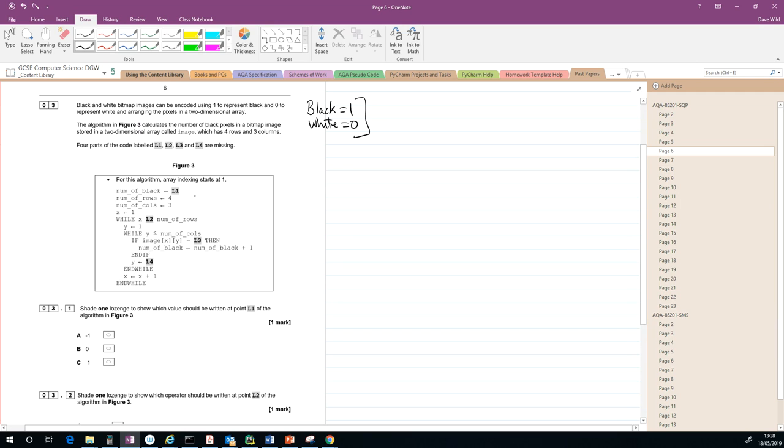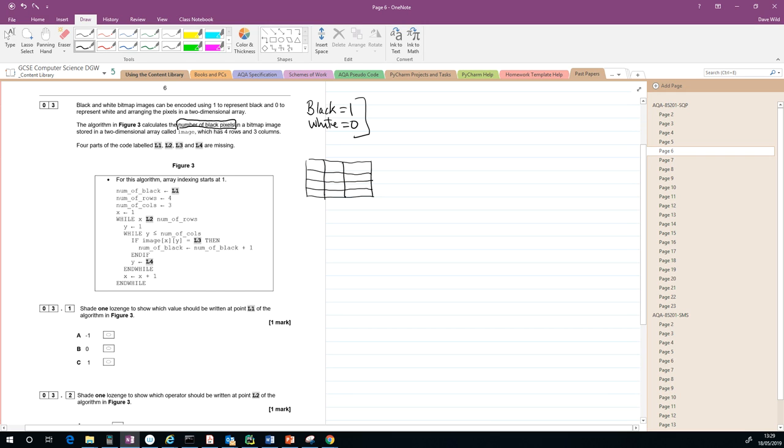The algorithm in figure 3 down here calculates the number of black pixels. In other words, it's going to count the number of black pixels in a bitmap image stored in a 2-dimensional array called image, which has 4 rows and 3 columns. So basically, 4 rows like this and 3 columns like that. So this is our bitmap image. 4 parts of the code, L1, L2, L3, and L4 are missing.